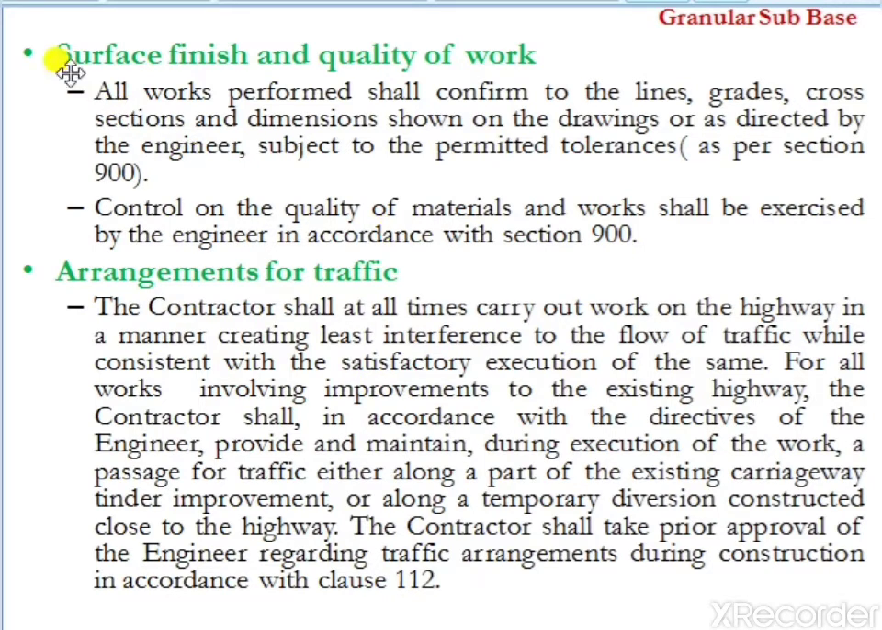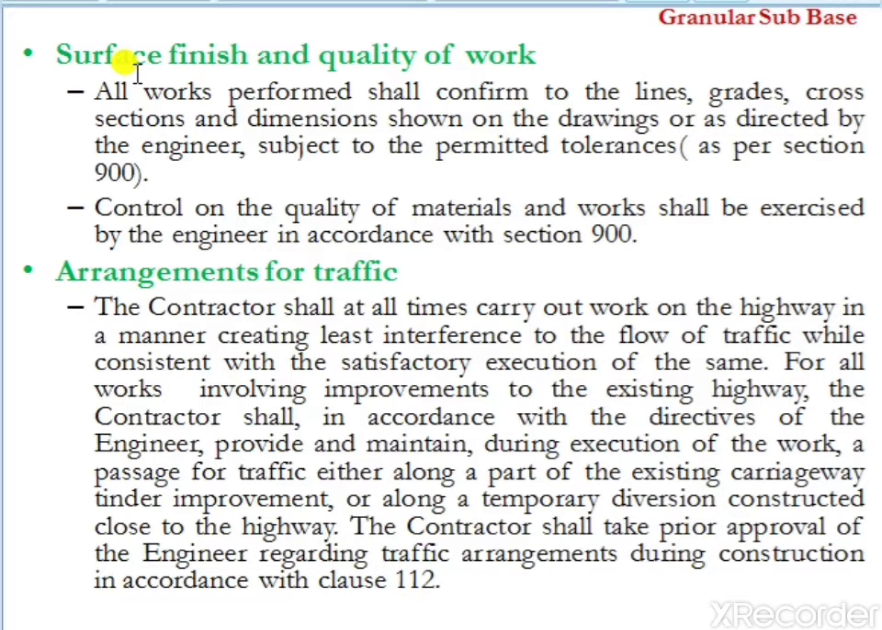Here the surface finish should be as per the guidelines and as per the grades mentioned in the contract, and the quality of work should be good. There is some concession for a contractor involved in the construction of a work, and the work he has done should be within the permitted tolerance limit. If it exceeds the tolerance limit, then the work has to be redone. The tolerance limit is mentioned in section 900.